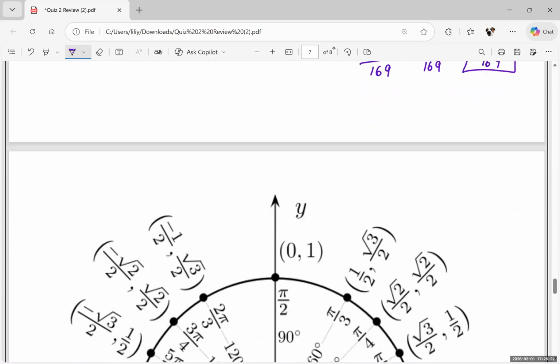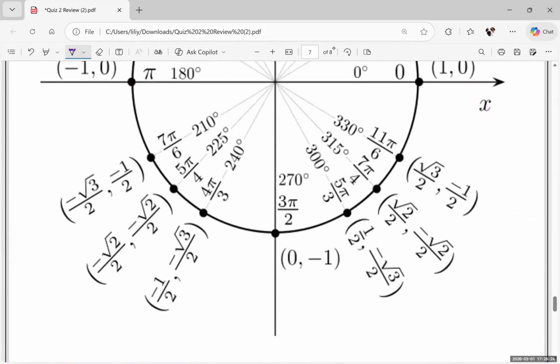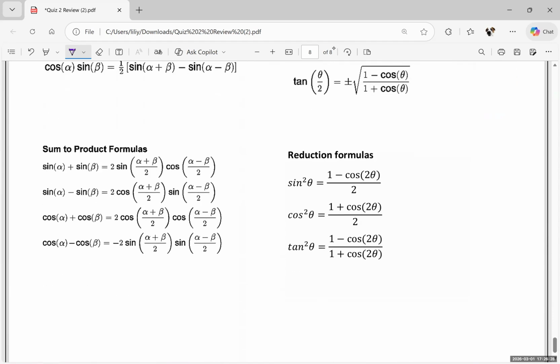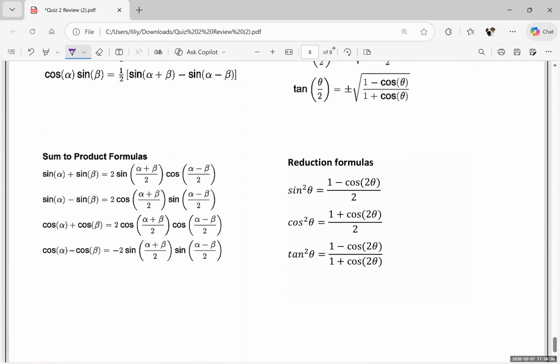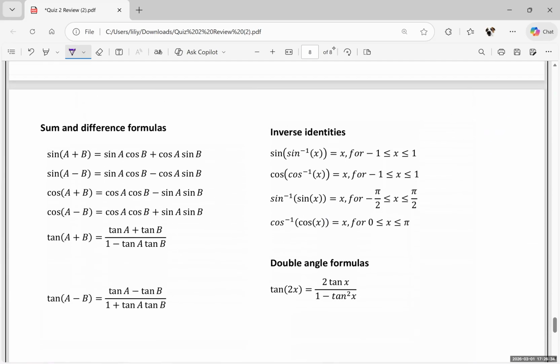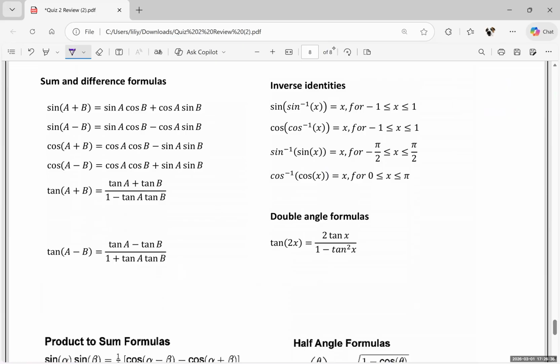Okay, the list of formulas in the unit circle is attached to this review. So the formulas that are on this list, that's the only formulas you're going to get on this quiz and on the subsequent exam too. So notice on the double angles, only the tangent is given. You need to know the sine of 2x and the cosine of 2x.